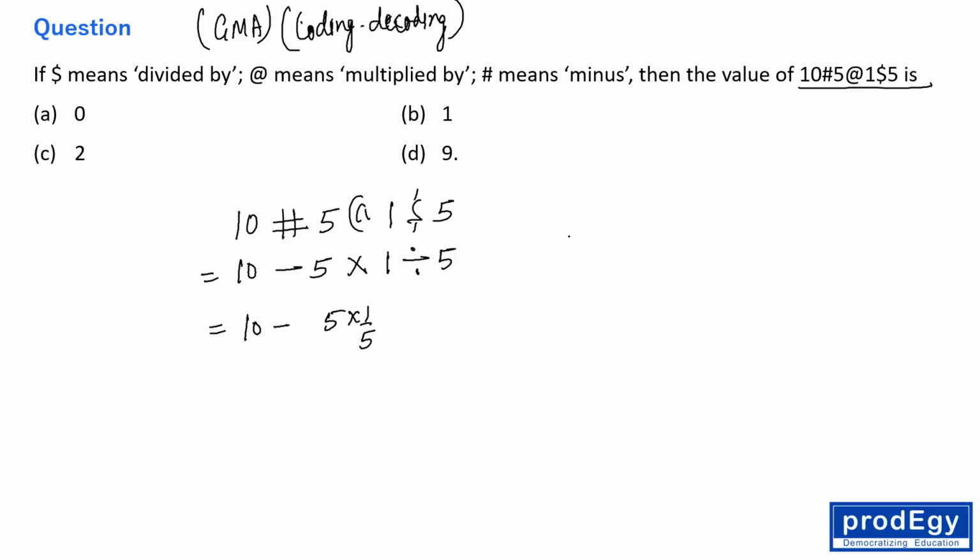BODMAS you all know, right? B for bracket, O for of, D for divide, M for multiply, A for addition, and S for subtraction, right? So 10 minus 1, so the answer is 9. Okay, everyone, the answer is 9. How simple the question is, right?